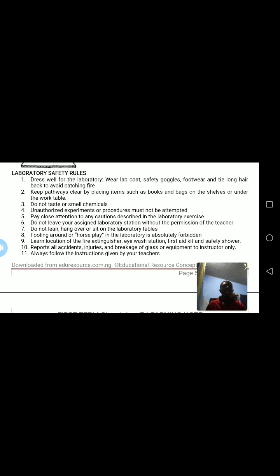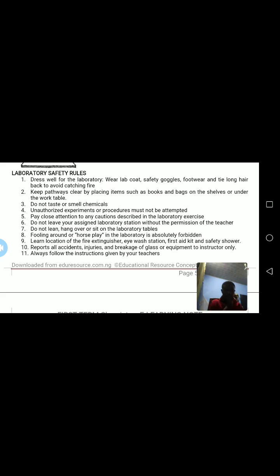Finally, number 9: learn the location of the fire extinguisher, eye wash station, first aid kit, and safety shower. We don't prepare laboratories for children to get hurt. But just in case, accidents are inevitable. So if an accident happens, ensure that you know where the fire extinguisher is, just in case there's a fire outbreak. Your knowledge of the fire extinguisher can save a life.